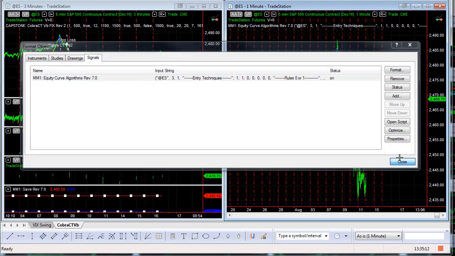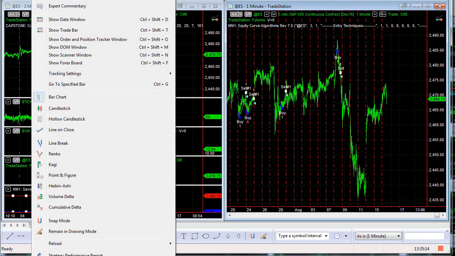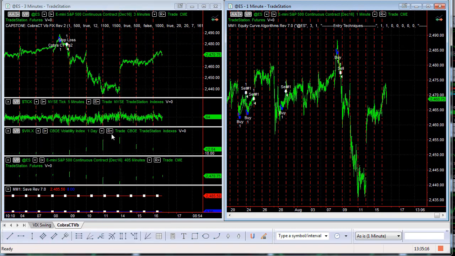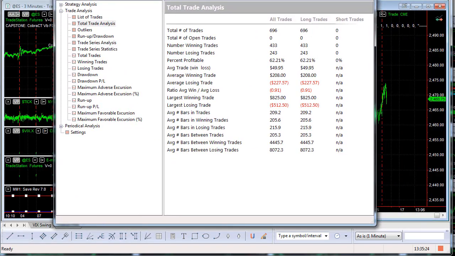Now let's look at the performance summary going back, and you can see some improvement in this strategy. The average trade goes up by about $9 from 40 to about 49. We like to get to that sweet spot of right around 50. And you see less trades, 696 trades, $49.95, just right at $50, which is where we like to have it.